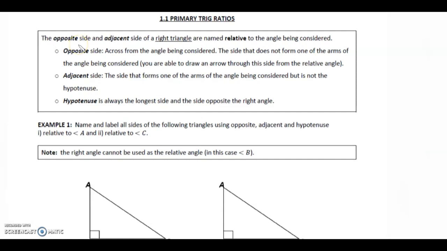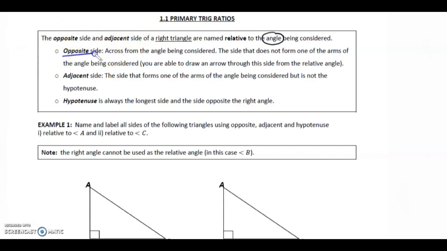In 1.1, primary trig ratios. So the opposite side and adjacent side of a right triangle are named relative to the angle being considered. Okay, so first we have to identify the angle, and then we can go ahead and name opposite and adjacent.